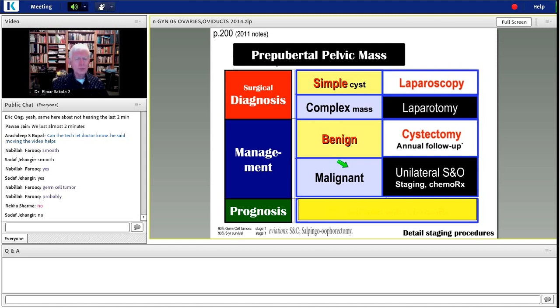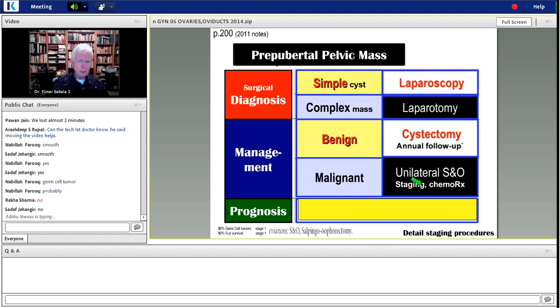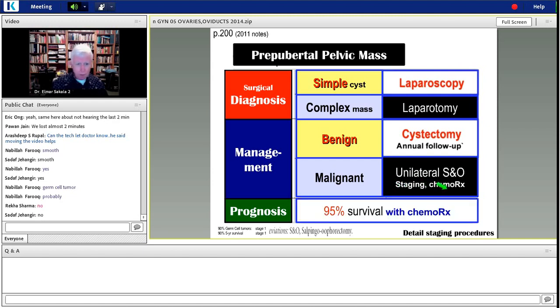Instead of doing a hysterectomy and bilateral salpingo-oophorectomy, we will do a unilateral salpingo-oophorectomy, only on the side which is involved. Most of these will be stage 1, which is limited to the ovary. And then you can do surgical staging, looking to see if there's anything around. Most of the time, there is nothing else in the peritoneal cavity, and we can do chemotherapy. And what is amazing with these, 95% survival with chemotherapy. So, prepubertal pelvic mass, if it is complex or solid: laparotomy, unilateral salpingo-oophorectomy, staging, and chemotherapy.